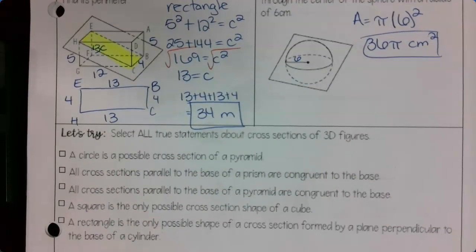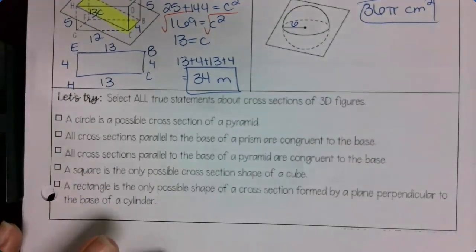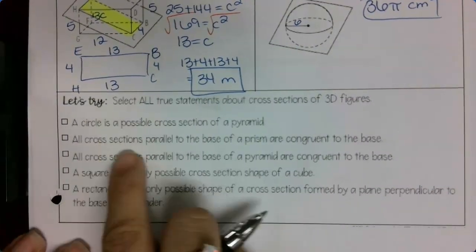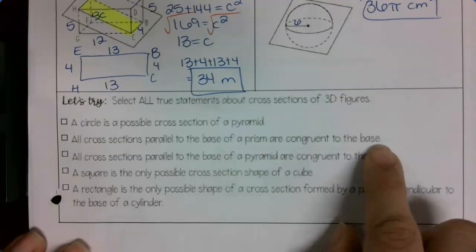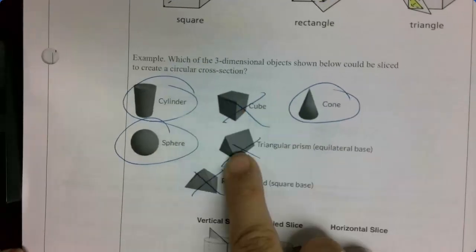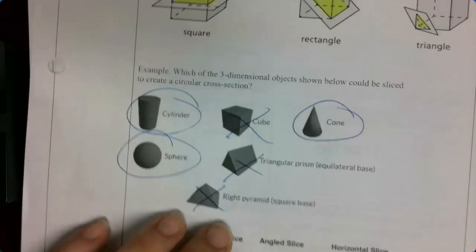Okay, so then I just have a few statements at the end. I want to select all the true statements about cross-sections of 3D figures. A circle is a possible cross-section of a pyramid. True or false? False. So I'm not going to check that one. All cross-sections parallel to the base of the prism are congruent to the base. So prisms are things like cubes and triangular prisms, those things. True.